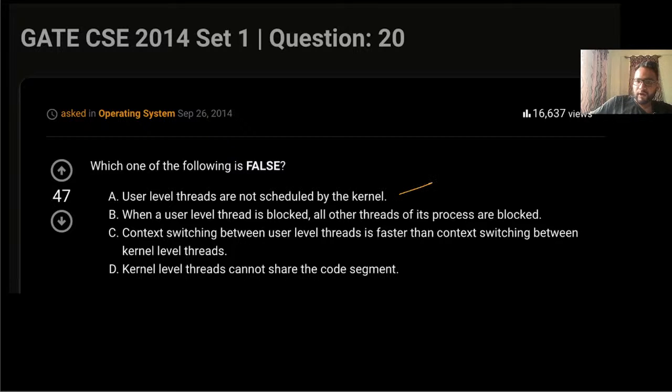That is true, right? I mean, user level threads are not basically scheduled by kernel. Kernel only schedules the process, and the user level scheduler schedules those threads. When a user level thread is blocked, all the threads of its process are blocked. So that is also true. This has been asked many times, right? This particular statement, context switch between user level threads is faster. Yeah, that is also true, right? That has also been asked in one of the previous PYQs.